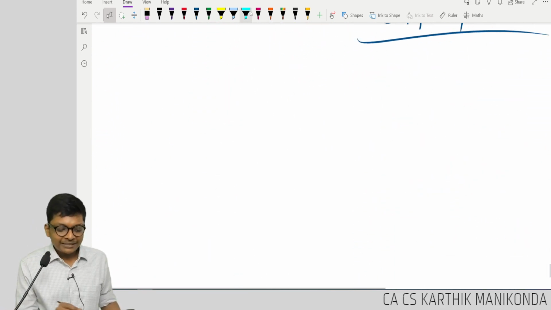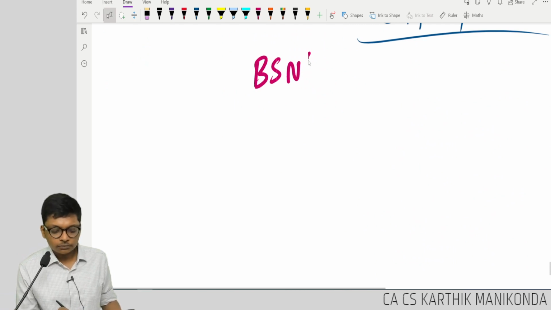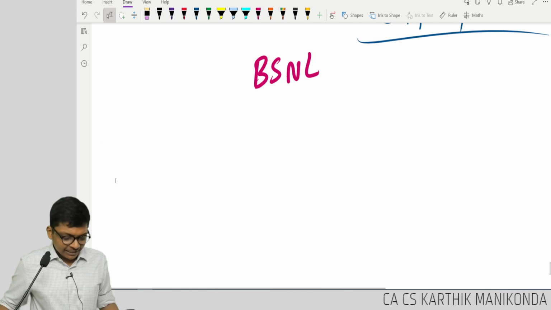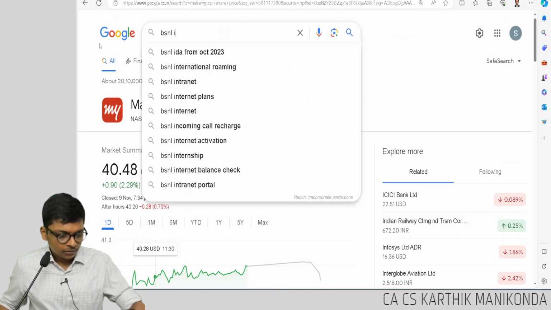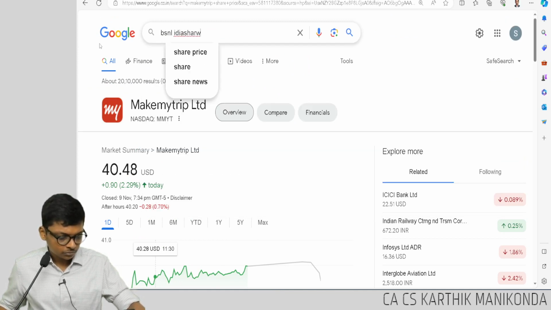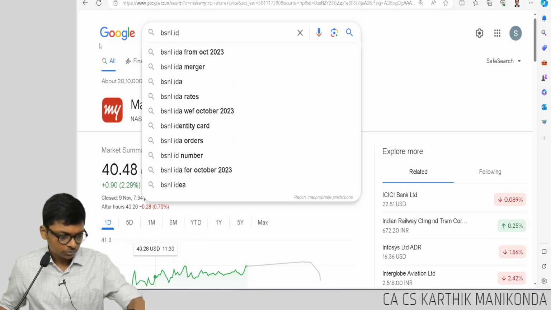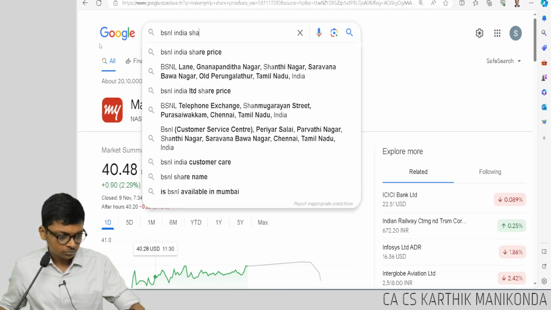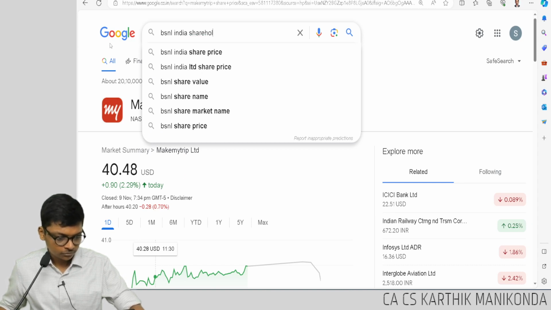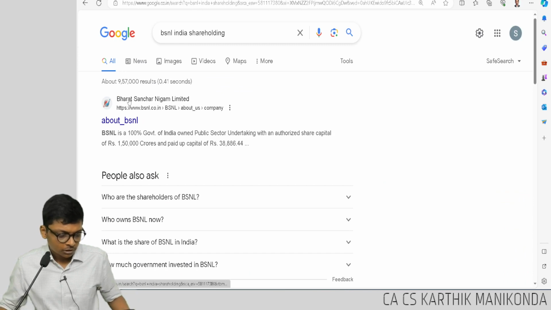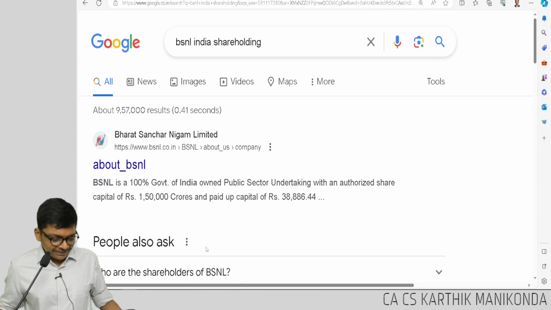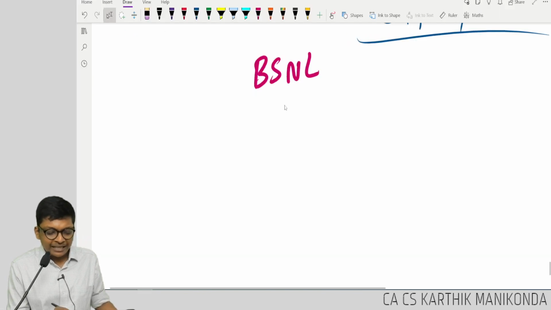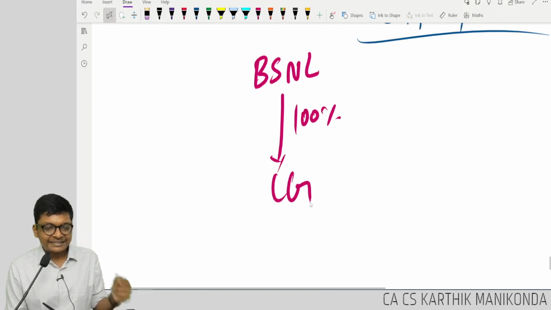Done. Okay. Now let's take a company like BSNL. If I just type BSNL India shareholding pattern, look at this. If you can see here in Google, BSNL is a 100% Government of India public entity. That means 100% of shares of BSNL are held by the central government.